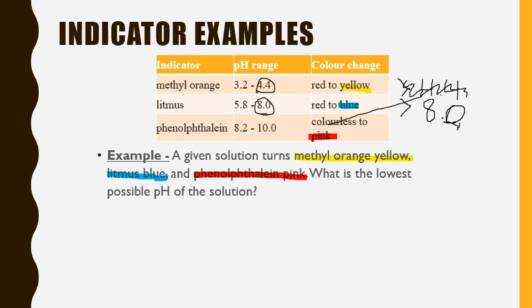So let's come to the last one. It's pink in phenolphthalein, which means it's greater than 10.0. So now we don't even need this one anymore, because now we know it's greater than 10.0. It's got to be greater than 8.0. So what is the lowest possible pH of this solution? The lowest possible pH of this solution has to be 10.0. And you can see we did that just using some basic understanding of inequalities.